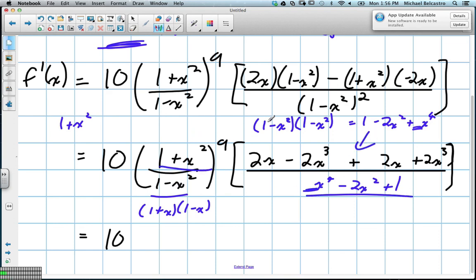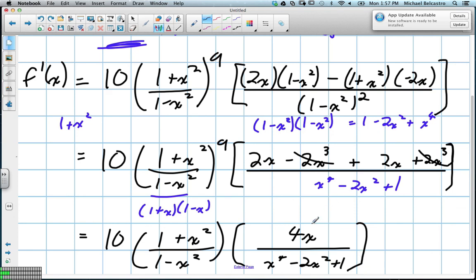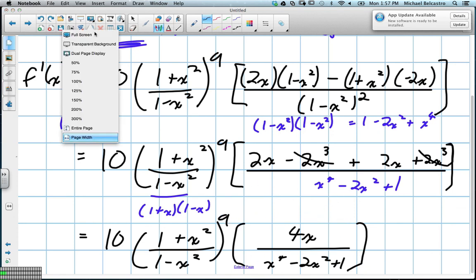We'll simplify the top quickly, but this is simple enough that if we needed an x value to plug in to find the slope of a tangent or velocity or anything like that, I think we can start plugging in now. So 2x, 2x, these two cancel right out, so we're left with 4x over x to the 4 minus 2x squared plus 1. And this would be a relatively, oh, that's the power of 9. This would be our simplified version.